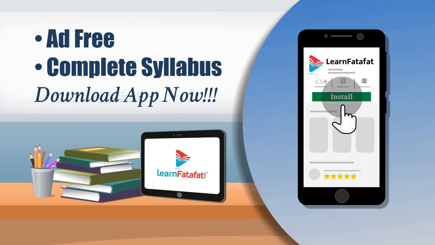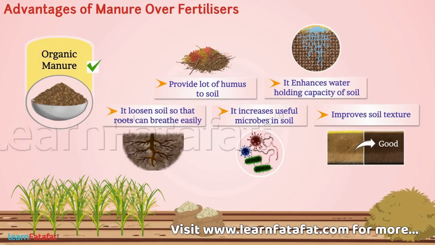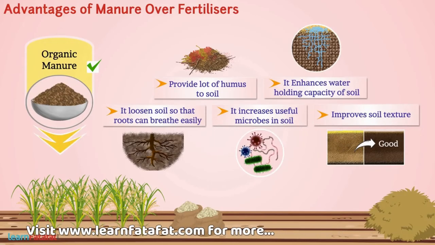So, it is recommended to use organic manure for crop production.